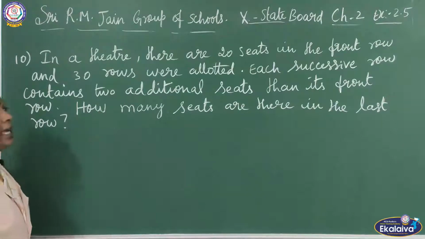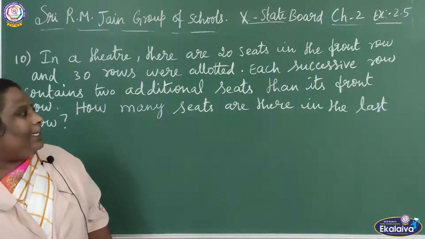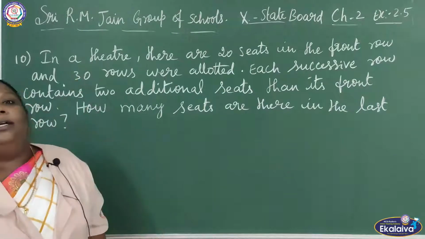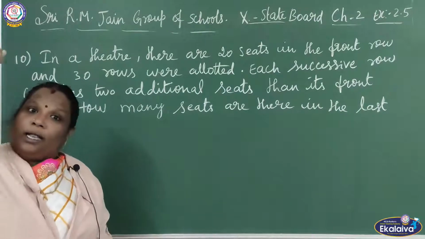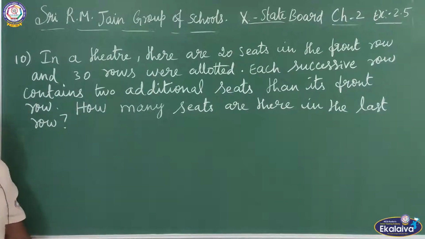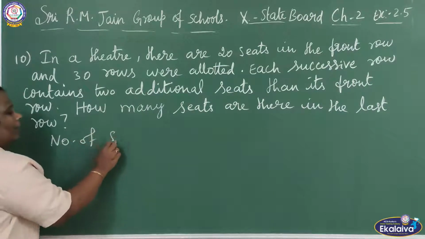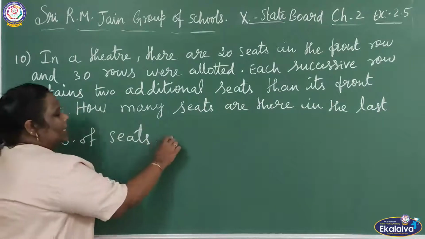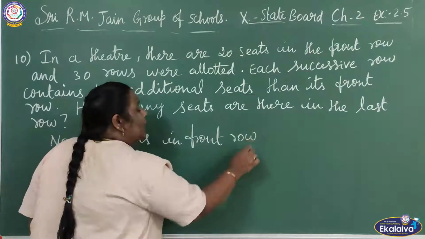How many seats are there in the last row? How many rows are there? 30 rows. Just imagine how many seats they were allotted in the 30th row. We can take it. See here, number of seats in the front row, that is the first row.